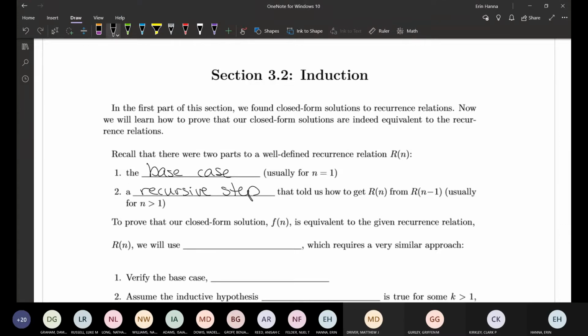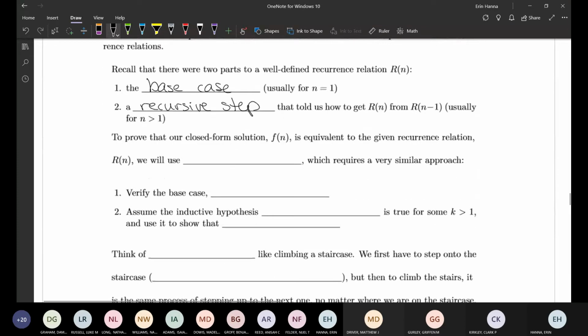To prove that these closed form solutions are equivalent to their recurrence relations, we're going to use something called induction, which requires a kind of similar approach to a recursive relation. We're essentially going to start with the base case and verify it. So we're going to show that the recurrence relation at 1 matches the function at 1. Like, what's the base case, and show that it actually holds.